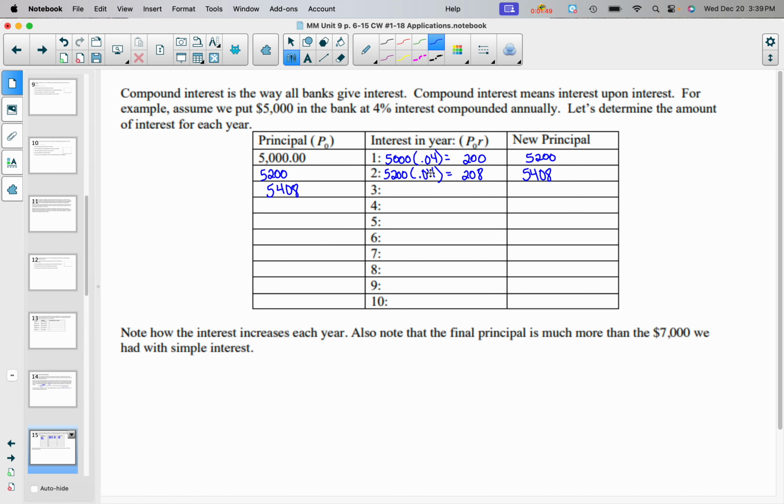So we're going to take that and multiply by 0.04. If you do that, you would get $216.32. And when you add those together, you would now have $5,624.32. So you would keep doing this. So now that's the amount you have in the bank. I'm going to have you pause this and go ahead and fill that out, because you should be able to do that.